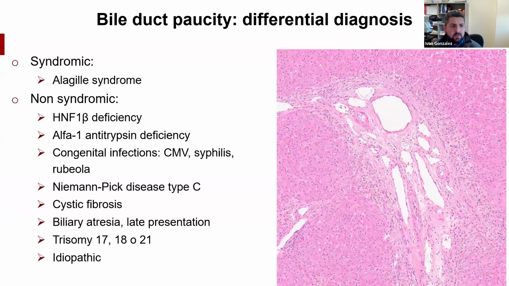So your differential diagnosis, you can divide in two groups, syndromic and non-syndromic. Syndromic with your Alagille syndrome. Non-syndromic: HNF1 beta deficiency, alpha-1 antitrypsin deficiency. You notice some of these entities are repeating in all the patterns, and that's important to be aware of. Cystic fibrosis, biliary atresia, and very late presentations. And that's important because if you have a late presentation biliary atresia, you may not have your obstructive pattern and just the paucity, but at that stage, you probably have either stage 3 or stage 4 fibrosis.